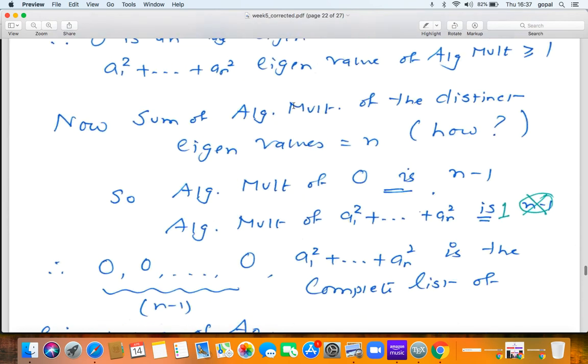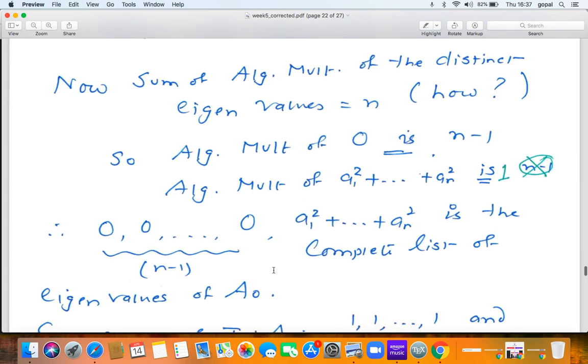Okay. So we got a complete list of eigenvalues. What are they? 0, 0, 0, n minus 1 times. So geometric multiplicity is n minus 1. The algebraic multiplicity has to be at least n minus 1. But it can't be strictly larger because the trace is the sum of the eigenvalues, and we got one more. So we got the complete list of eigenvalues of A0.